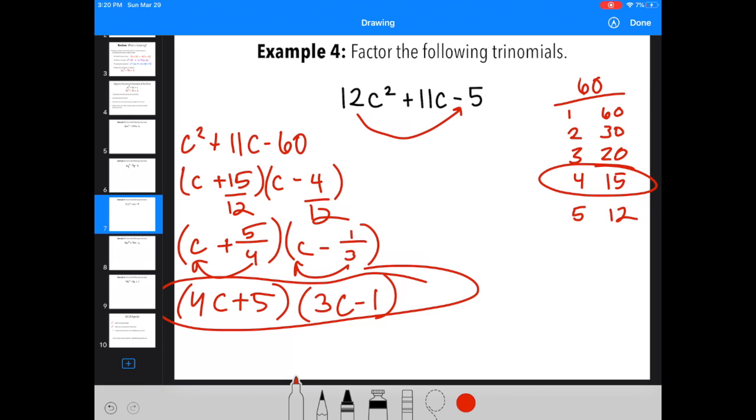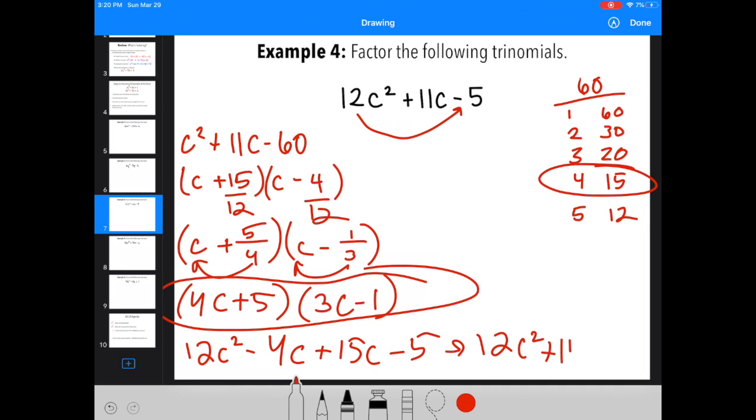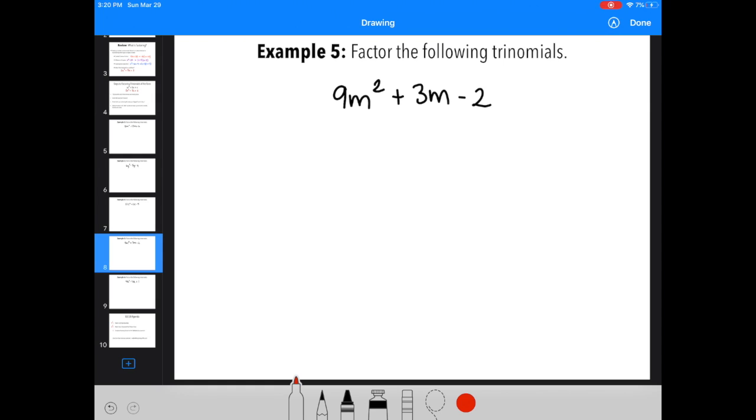Okay, let me double check. So 4c times 3c gives me 12c squared. 4c times -1 gives me -4c. 5 times 3c gives me 15c, and 5 times -1 gives me -5, which reduces down to 12c squared plus 11c minus 5. All right, let's look at another one.